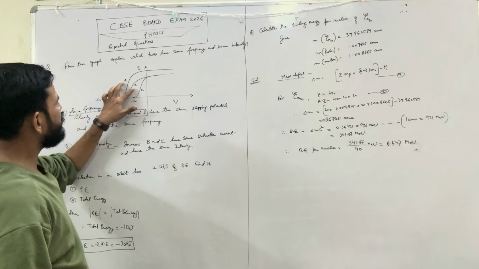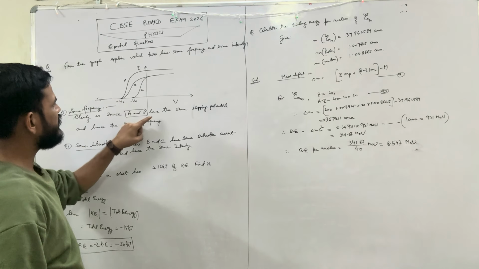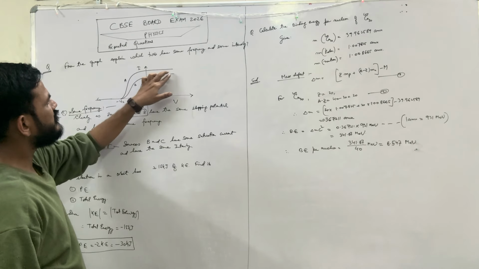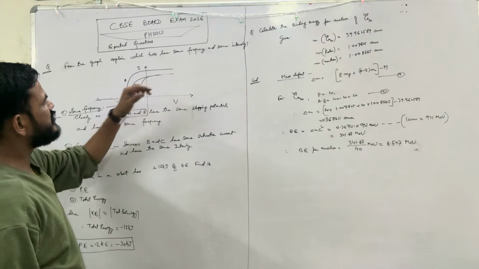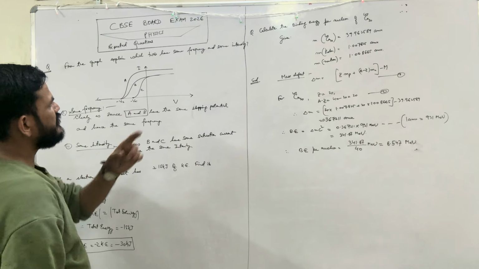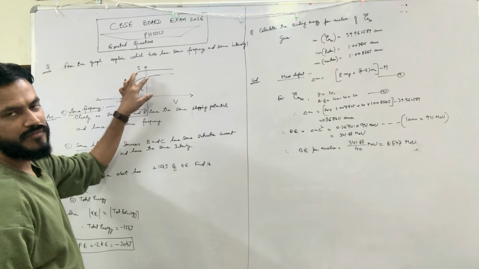Now, the sources A and B have the same stopping potential, that means A and B have the same frequency. Now sources B and C have the same saturation current, that means they have the same intensity.